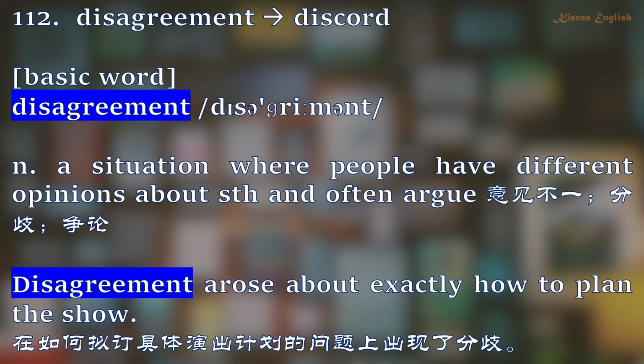112. Disagreement. Discord. Basic word: disagreement. D-I-S-A-G-R-E-E-M-E-N-T. Noun. A situation where people have different opinions about something and often argue. Disagreement arose about exactly how to plan the show.